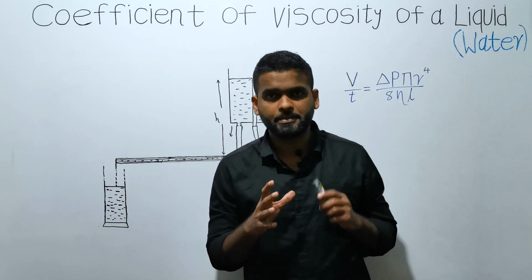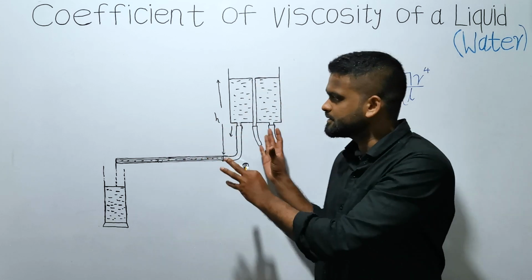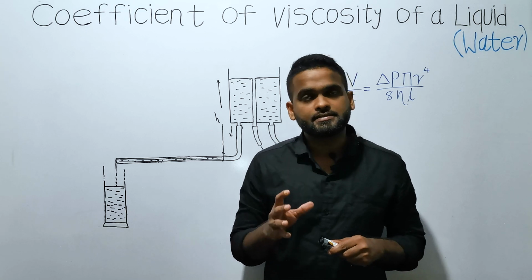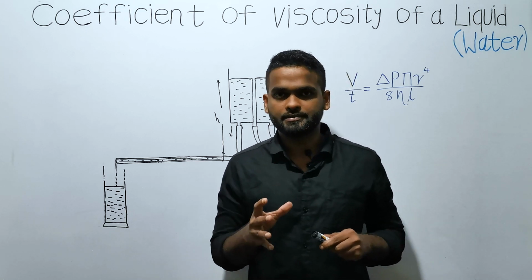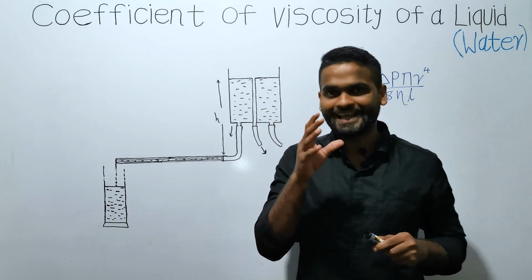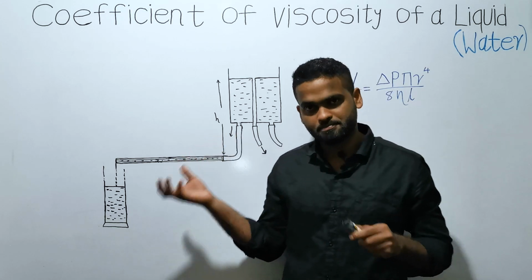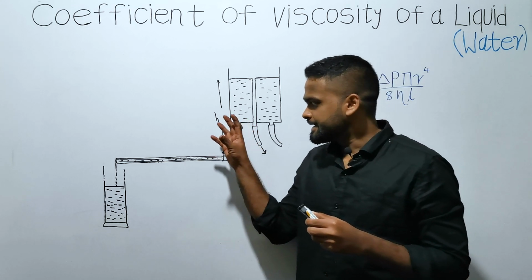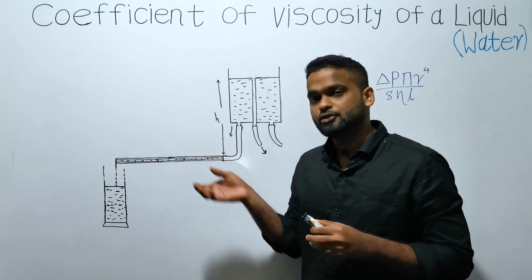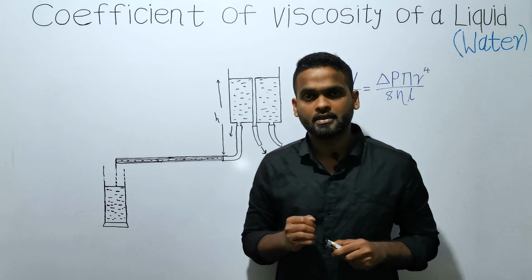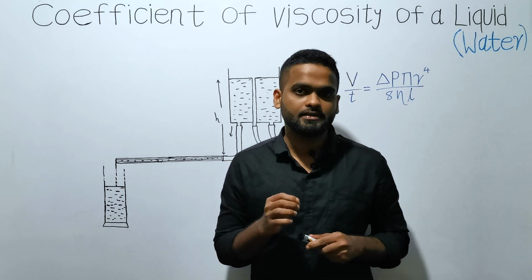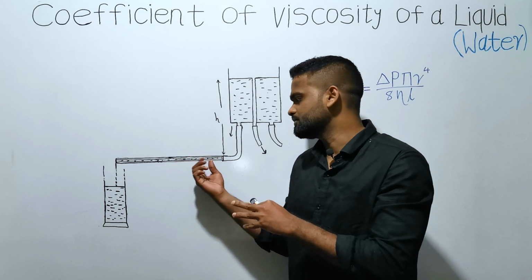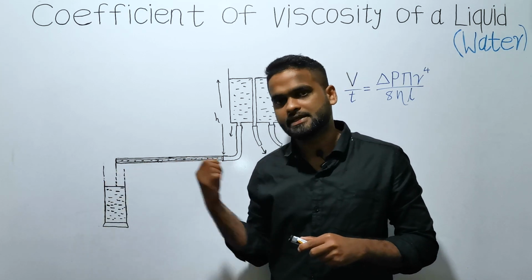First, before attaching all these, we have to prepare this capillary tube. Since the viscosity of a liquid is highly dependent on the cleanliness of the tube or the container, we have to clean this capillary tube very well. The capillary tube is about 25 centimeters in length.